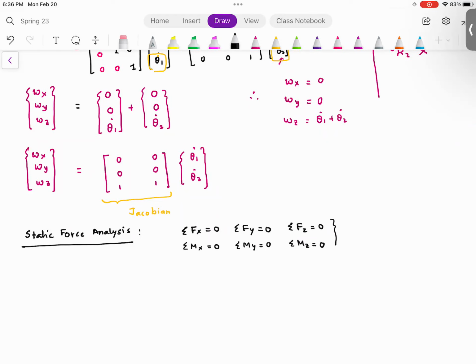These are called the conditions of static equilibrium. You remember you did something like that? Now let me ask you a tricky question. Did you study method of virtual work?